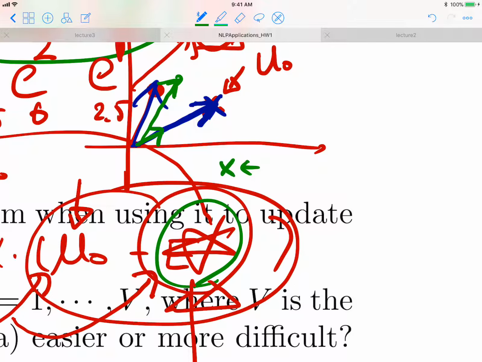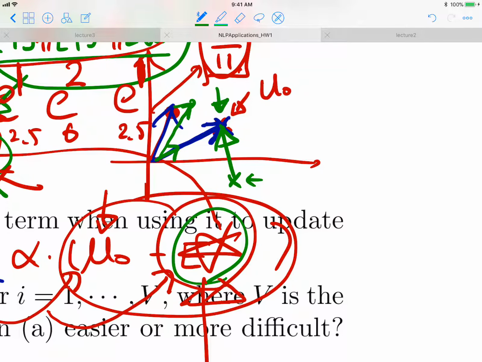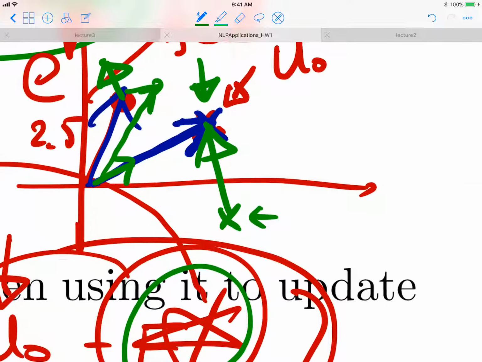So this was our expectation. We expect that vector, but we actually observed this vector, and then we considered this difference vector. From that difference vector, we multiply the learning rate, and from here we go, it doesn't look parallel, so we go in this direction. This is how we update this vector.